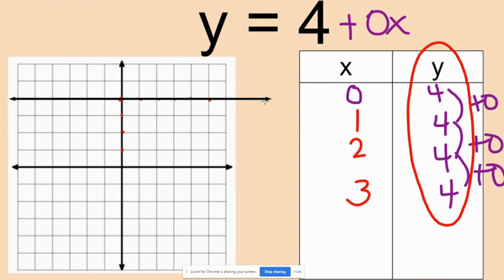Hopefully that helped you with creating graphs and tables from an equation.